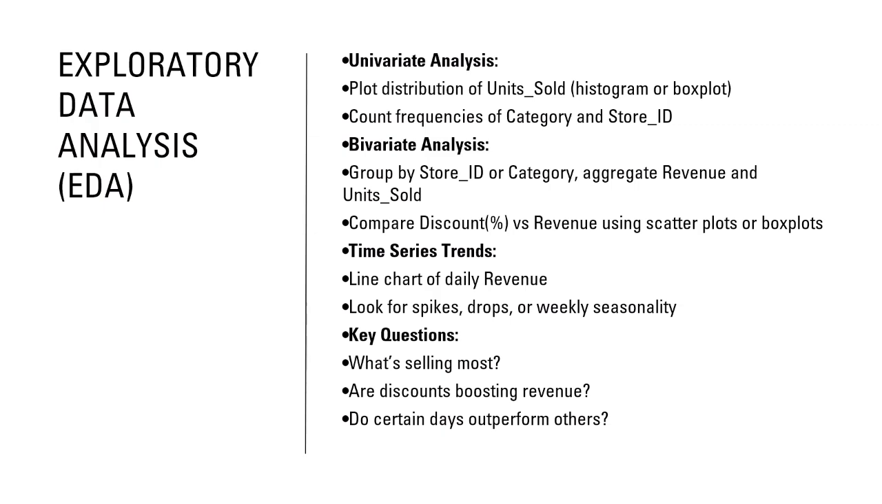Then we'll move on to bivariate analysis. For example, we might group the data by store ID and calculate the total revenue per store. Or we can check whether discounts are helping or hurting revenue. Then we'll look at trends over time. Is revenue increasing, flat, or all over the place? We'll use line charts and bar plots, and this will help us review all these patterns.